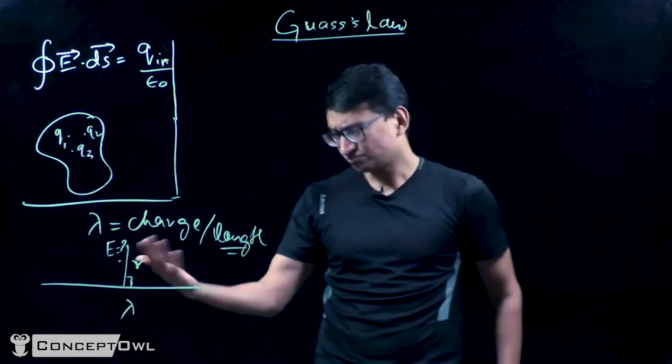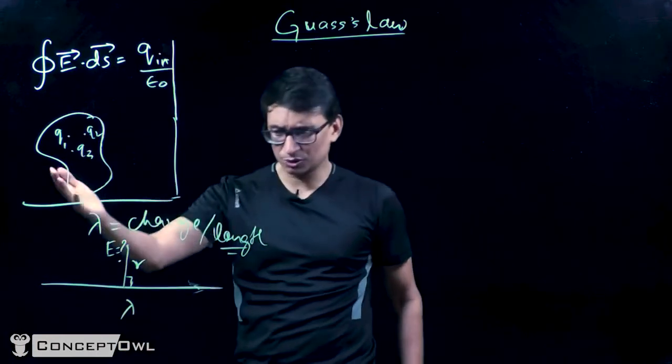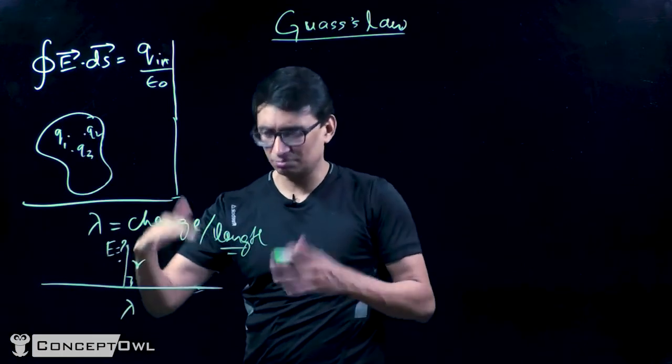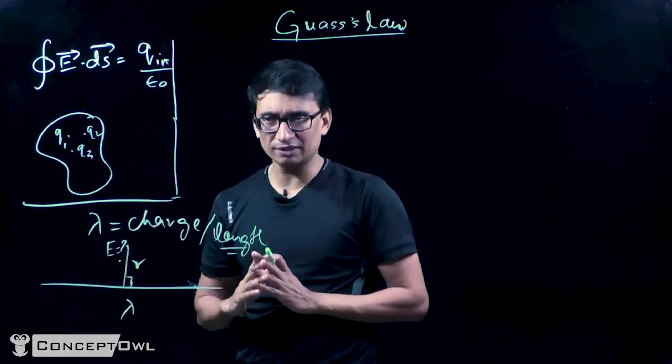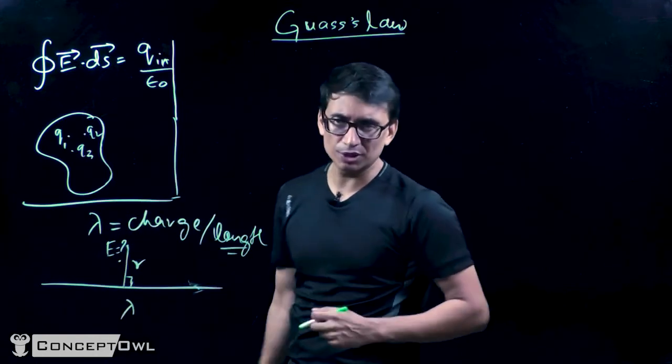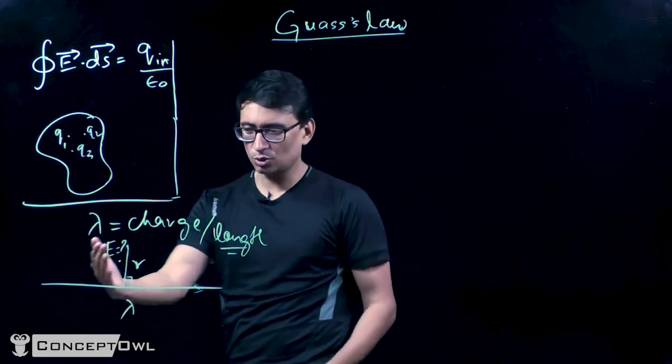Now, we could solve it without Gauss's law also. We can take small elements, find the field, and then apply some logic and figure out the total electric field, but it will be a little painful. Here Gauss's law will give us a very quick and easy way of doing it. So how is that? This is a question.